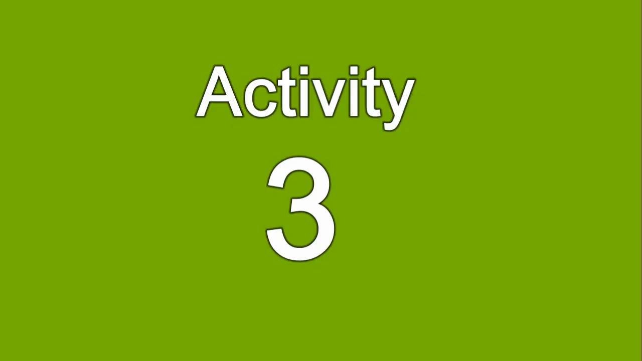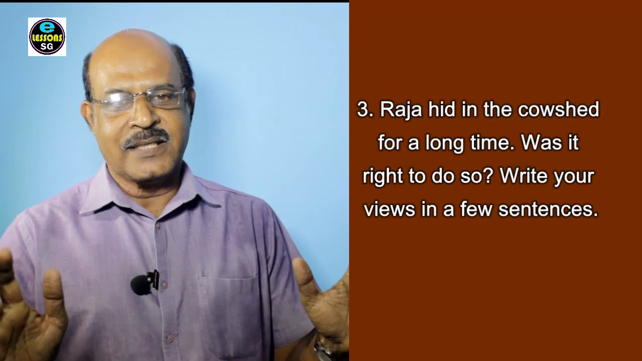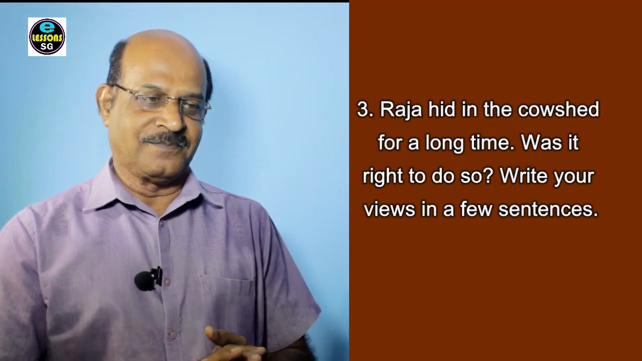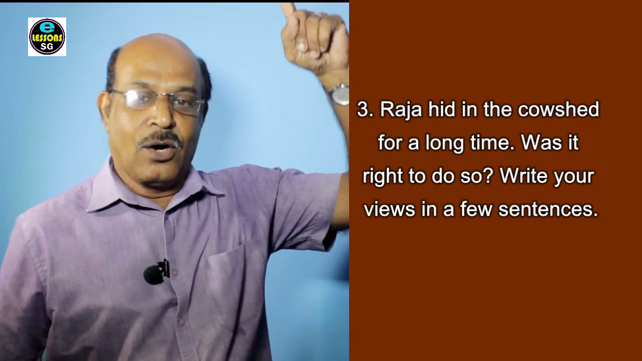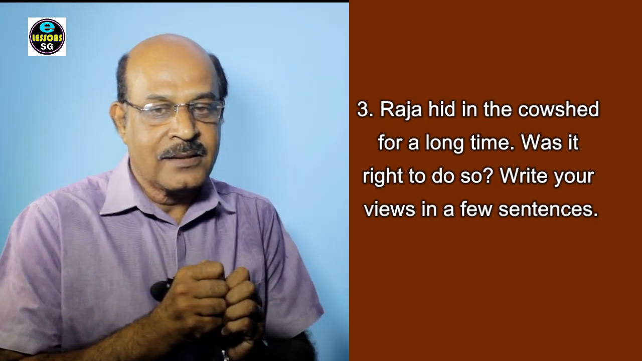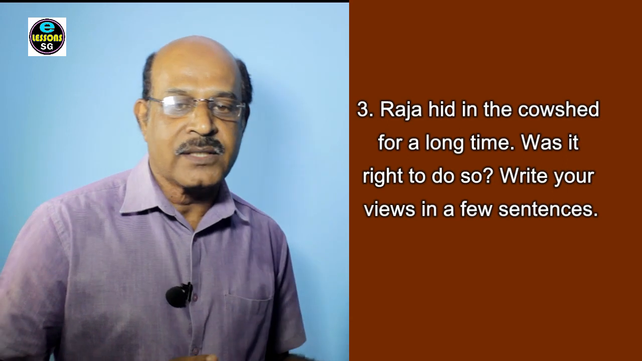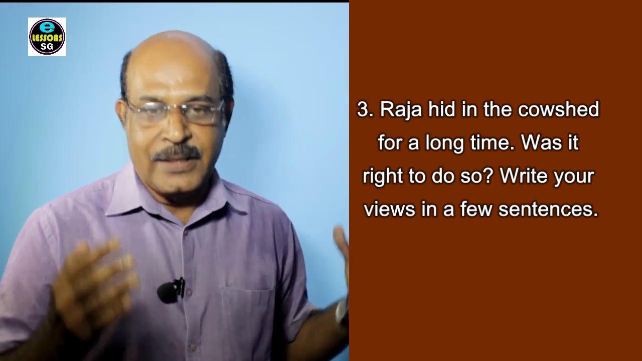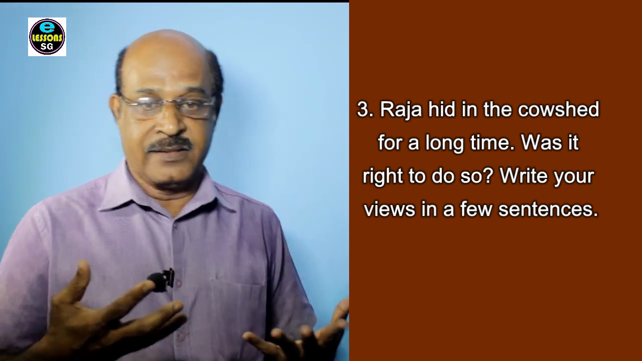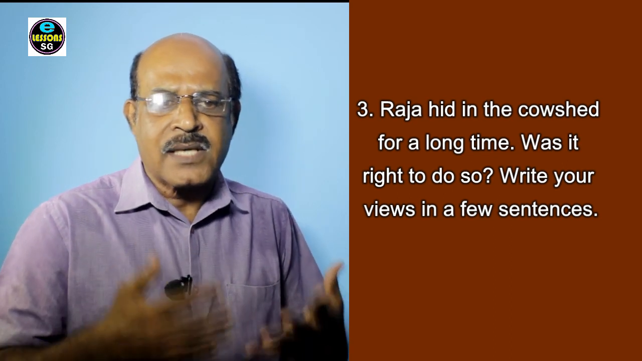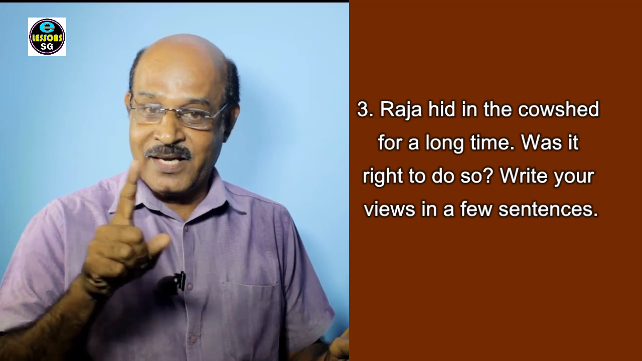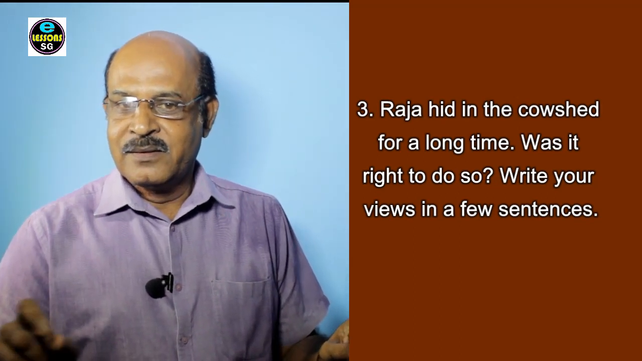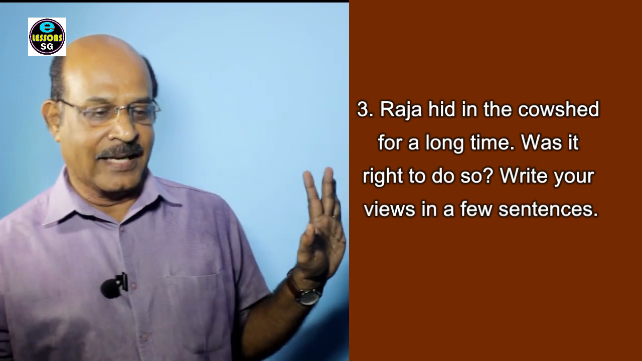Then come to the third activity. It is very, very easy. As you all did in 5th standard and 4th standard, that is an activity to write the thoughts of Raja. Raja is at the end of the cowshed. He was hiding there. At that time, he was thinking of grandfather and grandmother. What may they be doing? They will be very, very sad. What I did, whether it is right or wrong, these are the thoughts of Raja. You may sit down and think, did Raja do the correct thing? He is thinking, write his thought. That is the third activity.